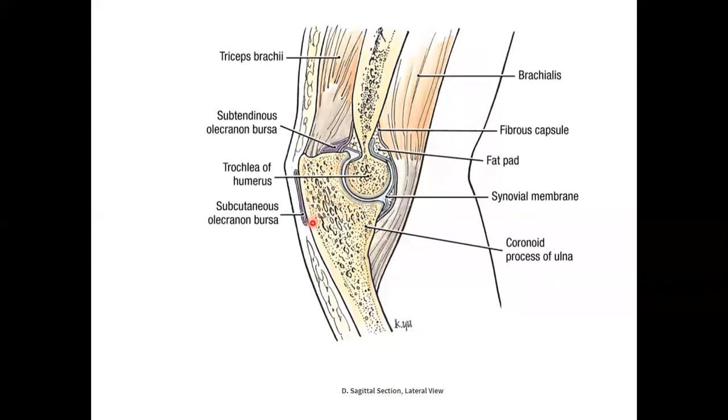And then you can see how we have our subcutaneous olecranon bursa versus our subtendinous olecranon bursa. So subcutaneous olecranon bursa, literally when you see subcutaneous, that means below the skin, versus subtendinous is below the tendon. And you can see here, they're showing you the triceps and then the triceps tendon as it inserts onto the olecranon, and how you have a bursa underneath the tendon to again reduce friction when you have articulation of the two bones, versus this bursa underneath the skin on top of your elbow.